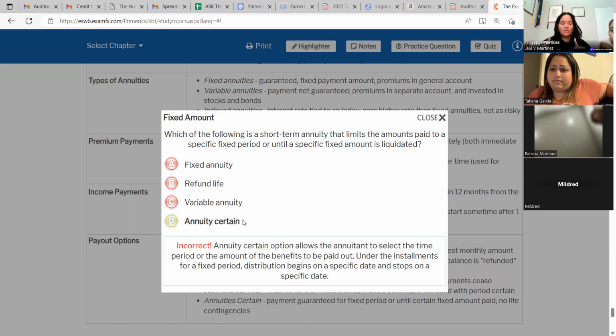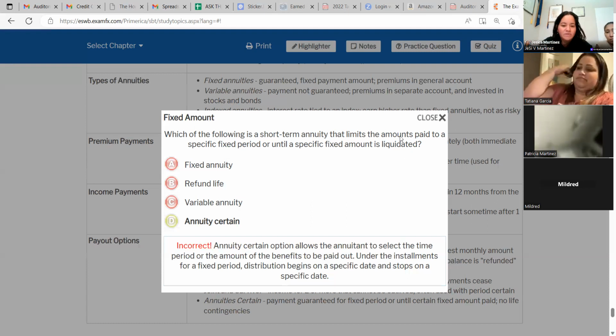It's the same question we just saw backwards. Which of the following is a short-term annuity that limits the amount paid to a specific fixed period or until a specific fixed amount is liquidated? An annuity certain option allows the annuitant to select the time period or the amount of the benefits to be paid out under the installments for a fixed period. Distribution begins on a specific date and stops on a specific date. So I guess that's why they call it certain. Como que te aseguran, that word certain, they assure you they're going to pay during a certain amount of time, a certain period, certain amount of payments and certain amount of money. So you're guaranteed those fixed amounts.